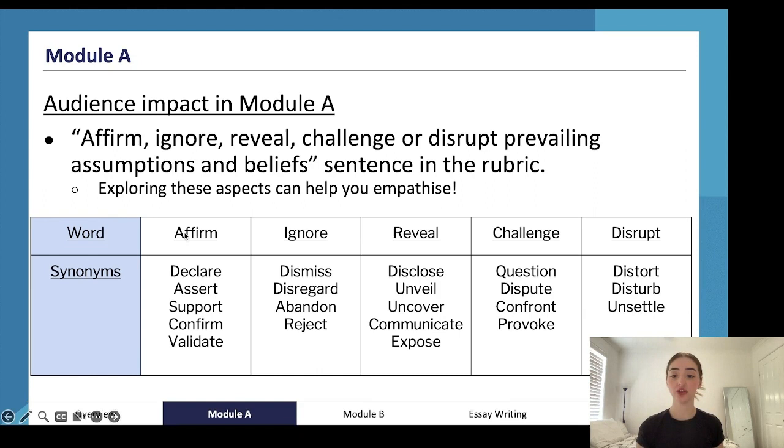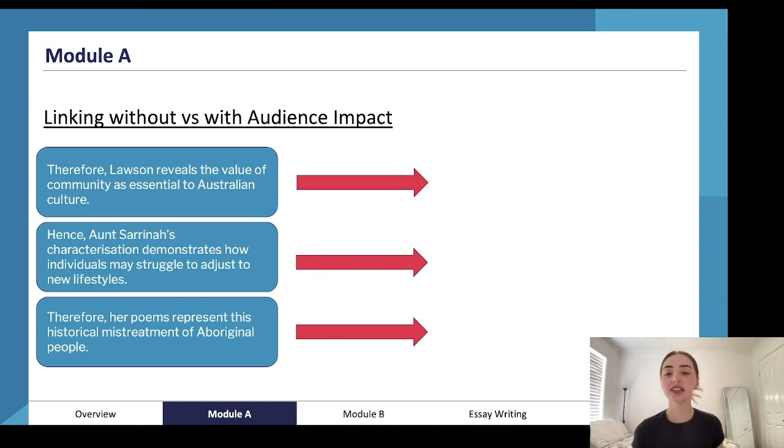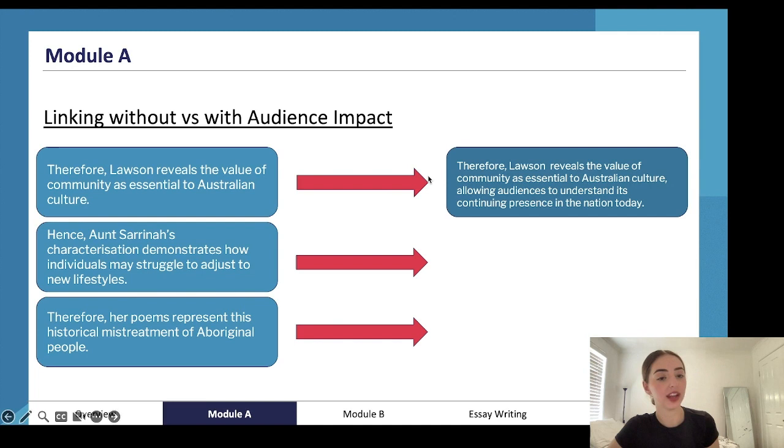Okay, so this is the difference between linking without or linking with audience impact, just so you guys see the value of talking about audience impact. So instead of something like, therefore, Lawson reveals the value of community as essential to Australian culture, we want something like, therefore, Lawson reveals the value of community as essential to Australian culture, allowing audiences to understand its continuing presence in the nation today. That's how you grapple with audience effect.